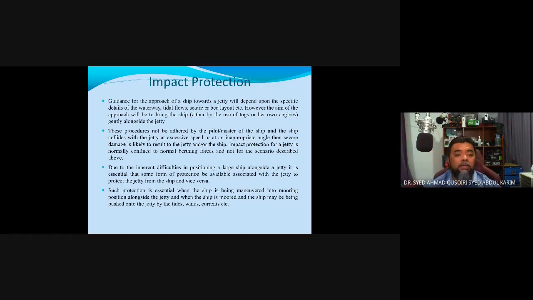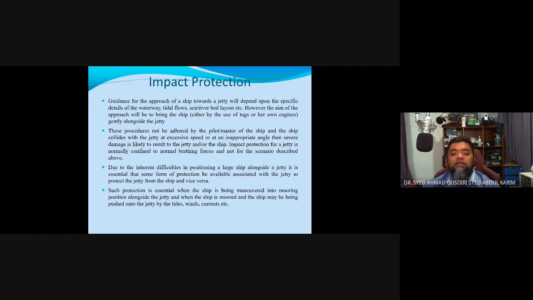The aim of the approach is to bring the ship gently alongside the jetty. If these procedures are not adhered to by the pilot or master of the ship, and the ship collides with the jetty at an excessive speed or at an inappropriate angle, then severe damage is likely to result. So when the ship is coming close to the jetty, the pilot needs to make sure that the approach is at the right speed and at the right angle, because the jetty is only able to absorb the impact force from a normal approach, not from an out of control type of approach.